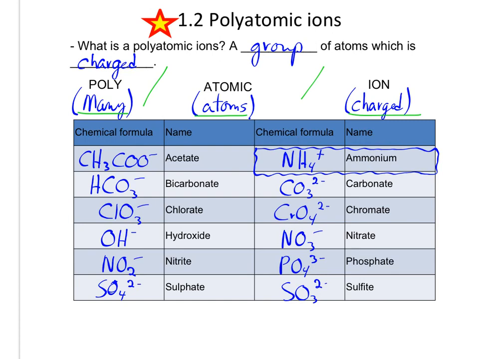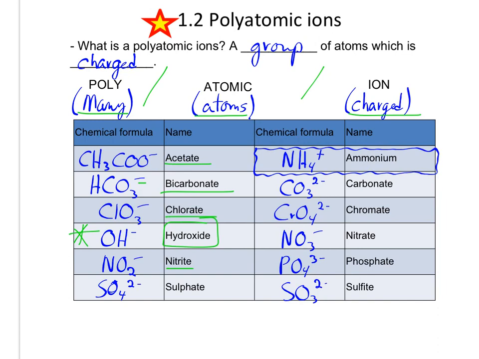So you have to know these, basically. So here are the groups we need to know. We have CH3COO negative 1, that's called acetate. HCO3 negative 1 is called bicarbonate. That's ClO3 negative 1, it's called chlorate. OH negative 1, hydroxide. We'll put a star next to this one because you see that a whole lot. You need to know this one. Hydroxide, very important.